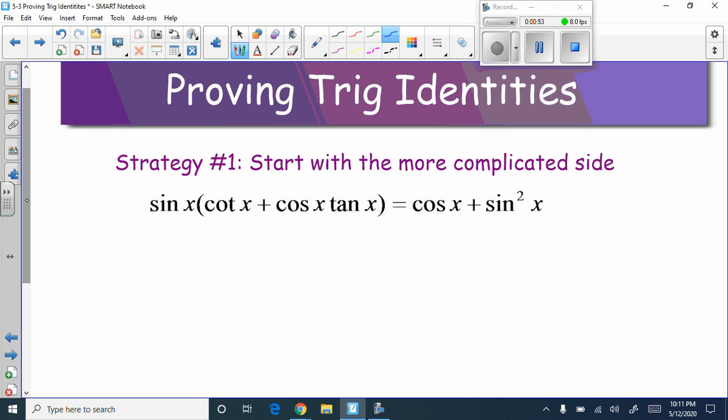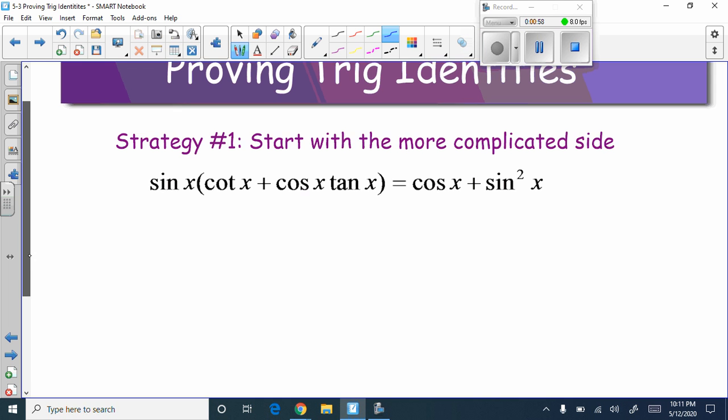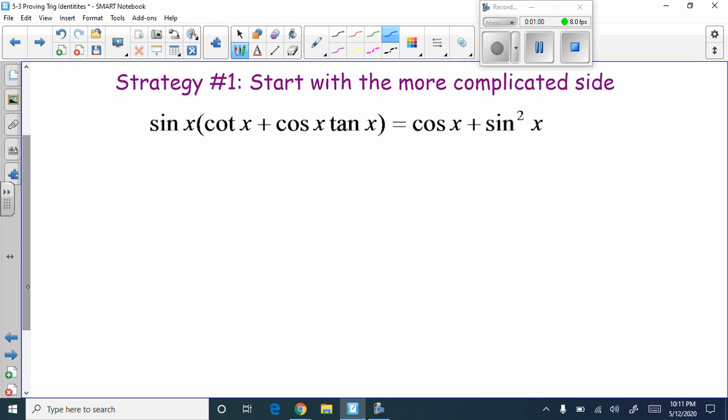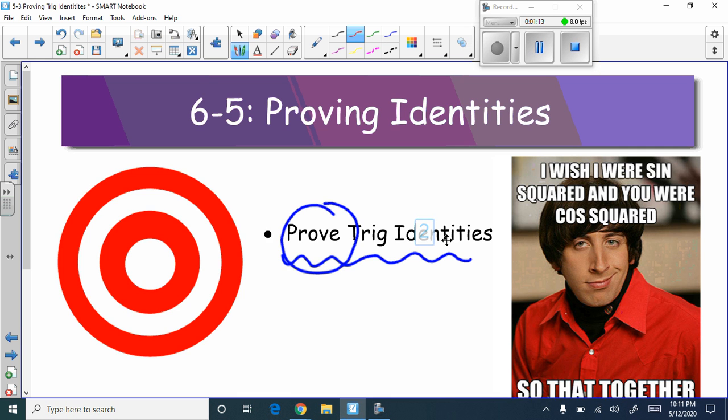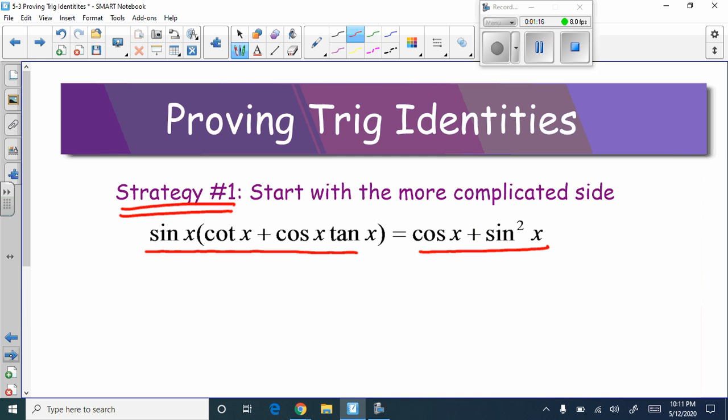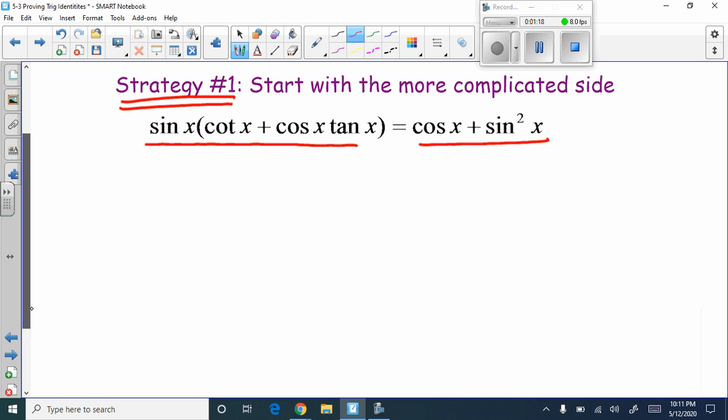So the first thing is you are now working with an equation rather than an expression like we were doing in the second section of this chapter. And so your goal is to get the left and the right hand side of the equation to look the same. So strategy number one is to take one side of the equation and make it look like the other one. The suggestion is to start with the one that looks more complicated.